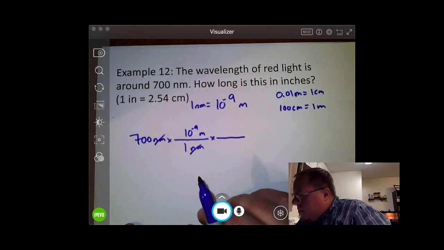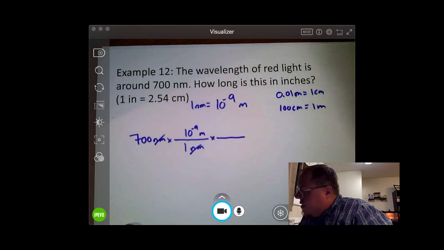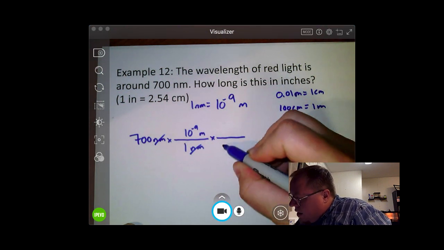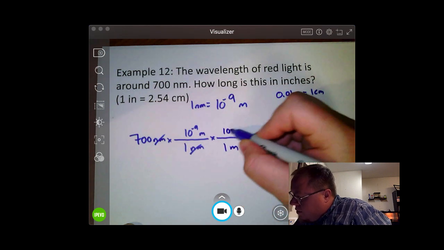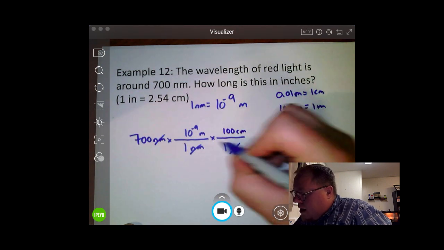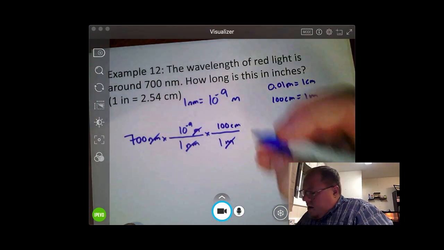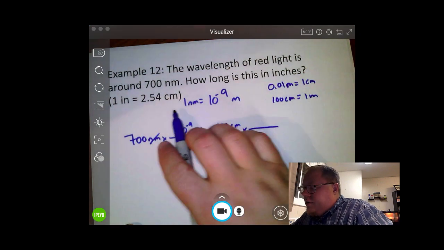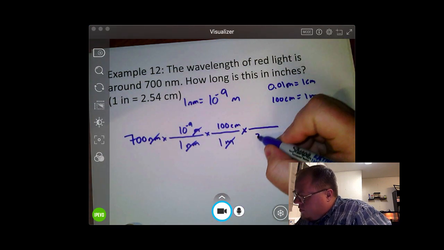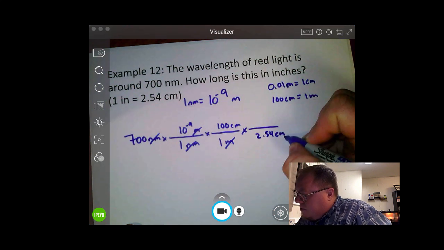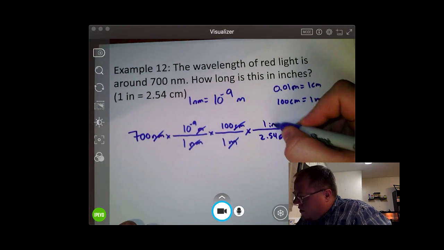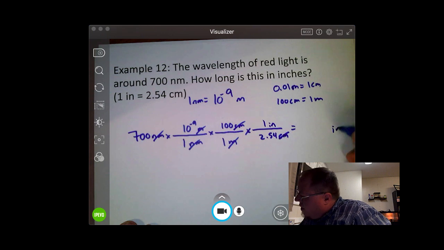Next, since I don't actually want meters, I'm going to convert the meters into centimeters. I don't want that either, but we're getting there. So I'm going to go with 1 meter is equal to 100 centimeters. And I'm going to put the meter on bottom, whichever one I use. Now I have centimeters. Okay, go another step here. Centimeters to inches. All right, well, I have 2.54 centimeters on bottom, so that's centimeter divided by centimeter, and then 1 inch on top, and that finally gets me what I'm looking for, inches.